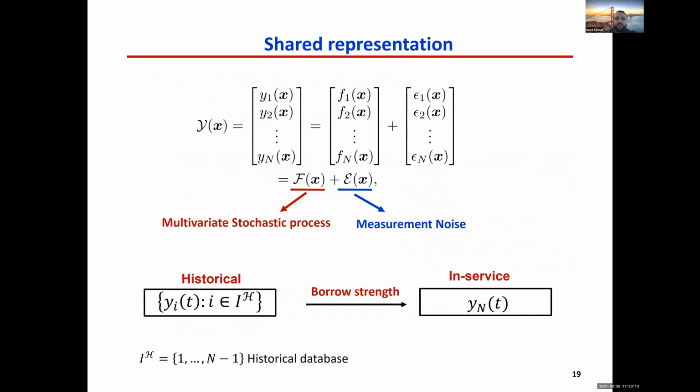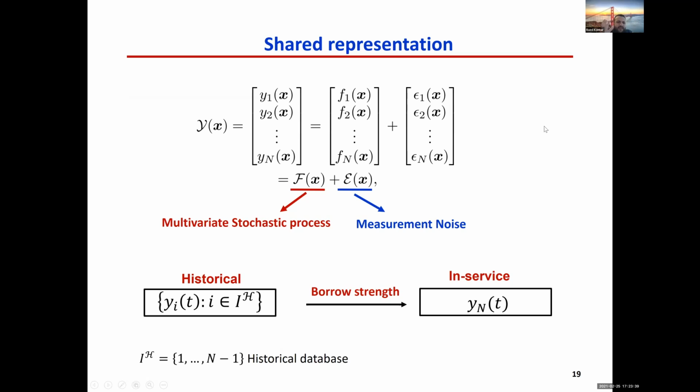Instead of starting with a population estimate to predict yn, let's provide a shared representation of all our data. So basically, all my functional data is a function of some multivariate stochastic process plus some noise. This multivariate stochastic process defines the underlying latent functions, which is the true signal. So basically, my goal is to predict f of n.